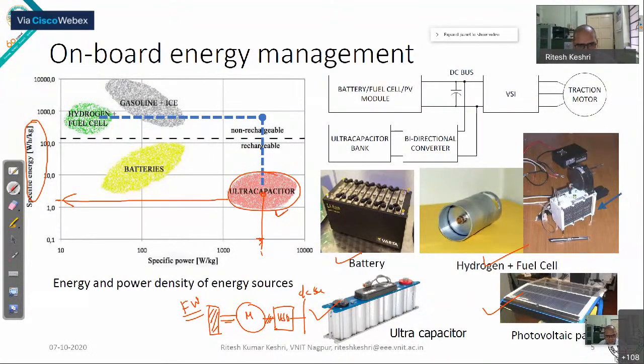Understand? So here, on one side we have a source which can give us nominal current for a long duration of time, and on the other side we have a source which can give us a very high current for a short duration of time. So we have two requirements in a vehicle. One is that we want to run a vehicle for a long duration of time. Second, whenever we want to accelerate the vehicle, we should get a very high current.